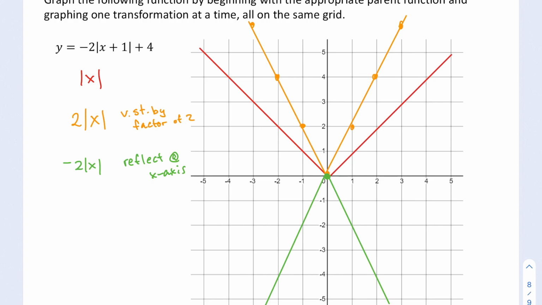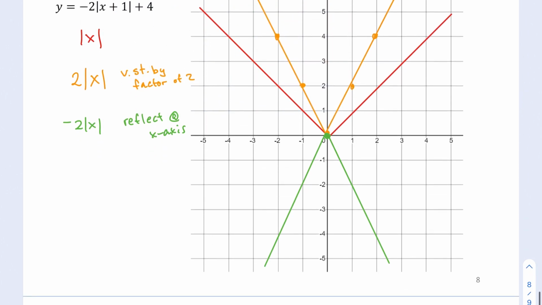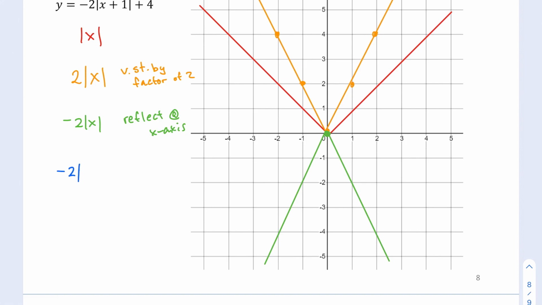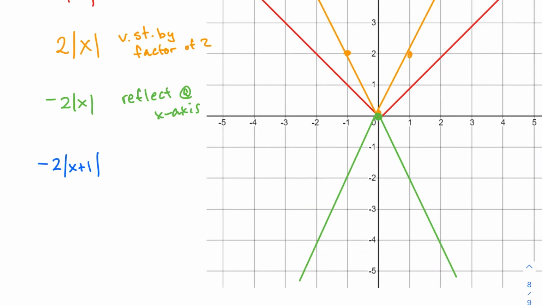Okay, now that we've gotten the reflections and stretchings out of the way, now let's finish with the horizontal and vertical shifting. Let's do the horizontal first, and blue will be next. To go from green to blue, I erase the x and replace it with x plus 1. In other words, the plus 1 is inside the absolute value. And when you replace x with x plus 1, then we have a shift left 1 unit in this case.